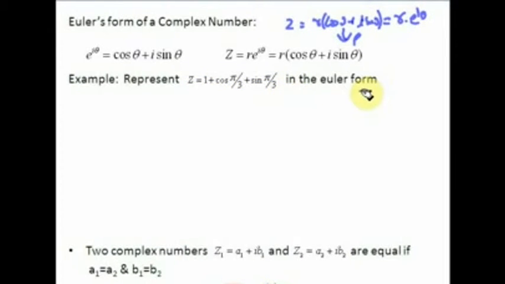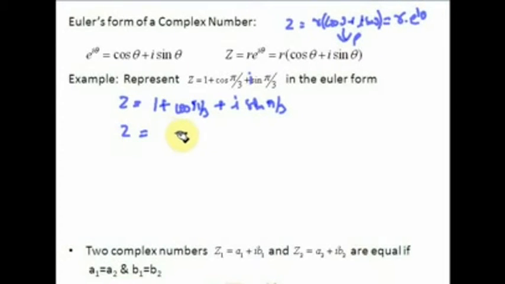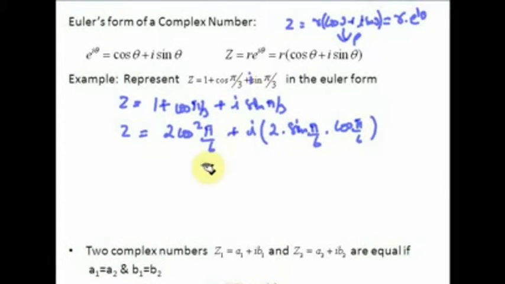We have to represent z is equal to 1 plus cos pi by 3 plus iota times sin pi by 3 in the Euler form. Now, 1 plus cos 2 theta is equal to 2 cos square theta. So we can write this as 2 cos square pi by 6 plus iota times sin 2 theta, which is written by breaking down into half angles, 2 sin pi by 6 into cos pi by 6.